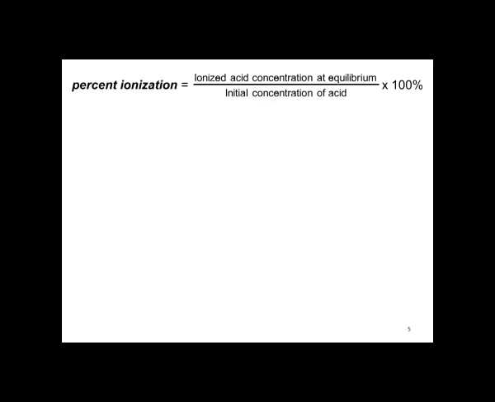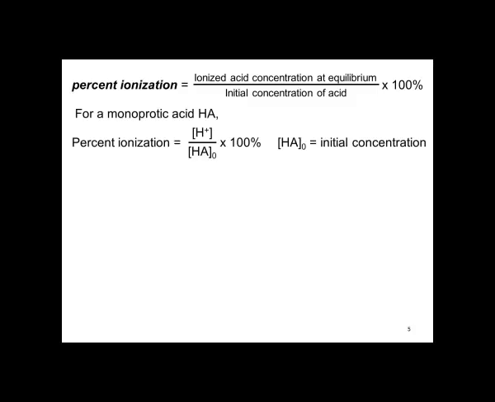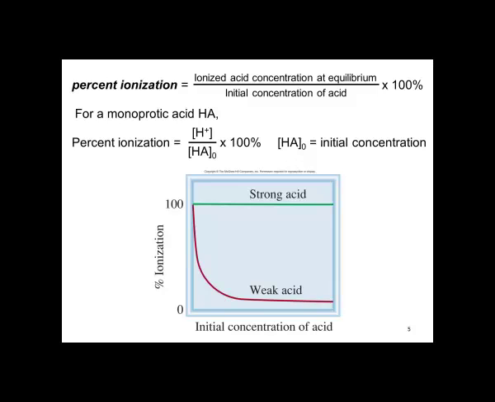The percent ionization is defined as the ionized acid concentration at equilibrium divided by the initial concentration of the acid times 100%. For a monoprotic acid, the percent ionization is the concentration of the hydrogen ion divided by the initial concentration of the weak acid times 100%. Notice the difference in percent ionization of a strong acid versus a weak acid.